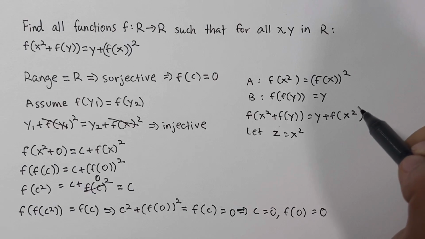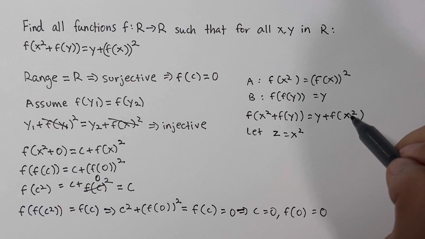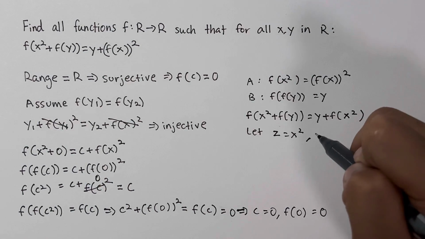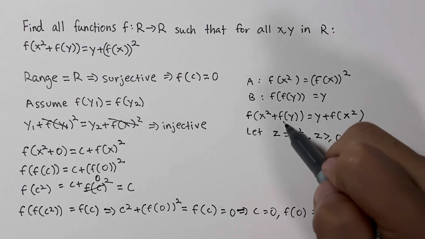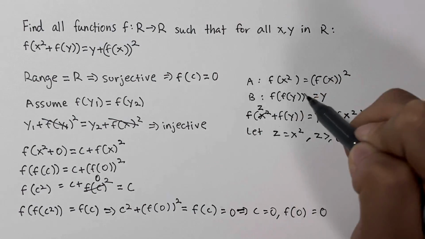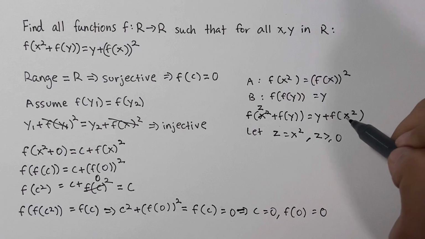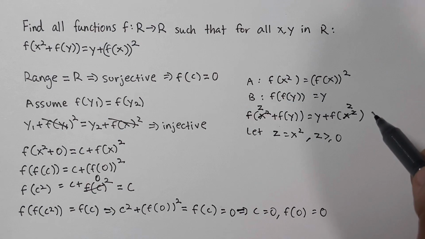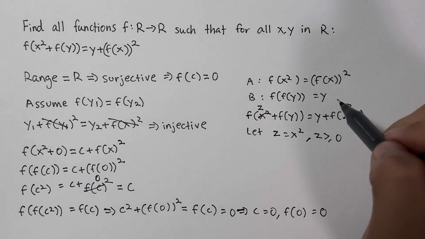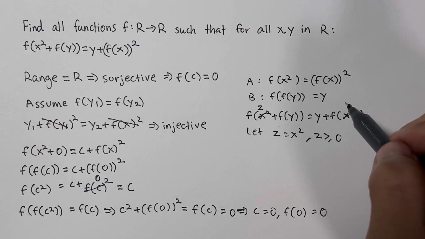Since x can be any real number, z can be any non-negative real number, z greater than or equal to 0. The equation becomes f(z) plus f(y) equals y plus f(z), for all z greater than or equal to 0 and y a real number. We know that f(f(y)) equals y. This means we can replace y with f(t) for some t.